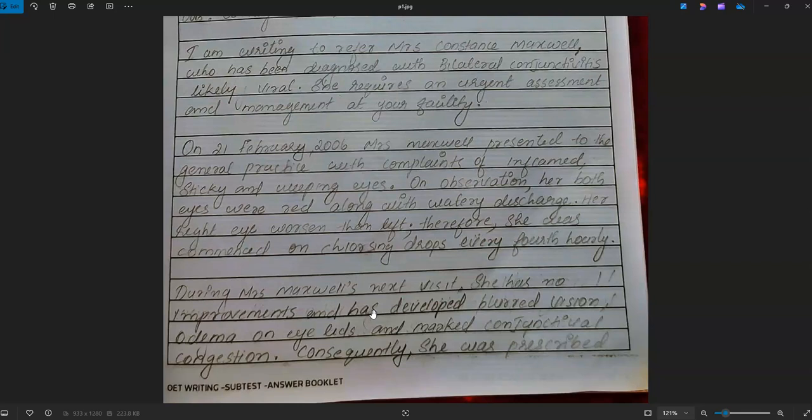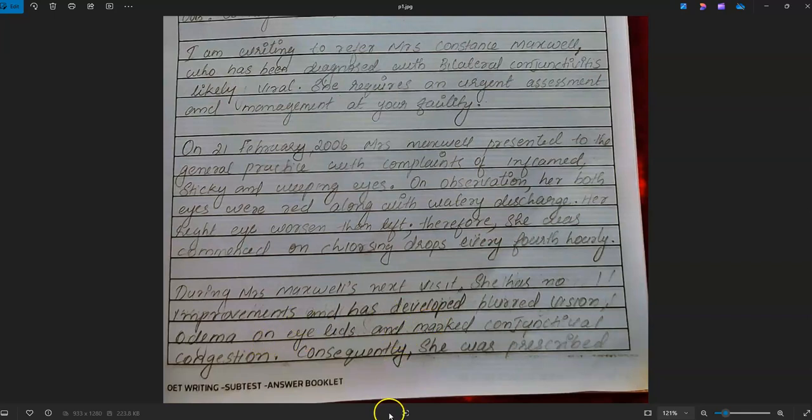So visit 2, we can't use present perfect. If it's today's visit, the final visit, you can use it: she has developed, she has improved. But because we're connecting this visit with this one, it's got to be past perfect. So she had no improvements and had developed blurred vision, edema on the eyelids, and marked conjunctival congestion.